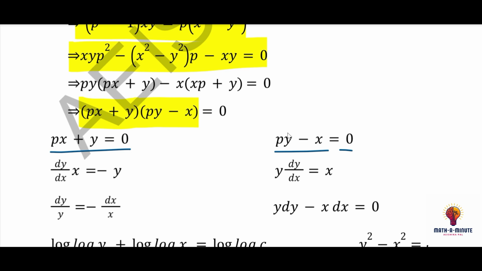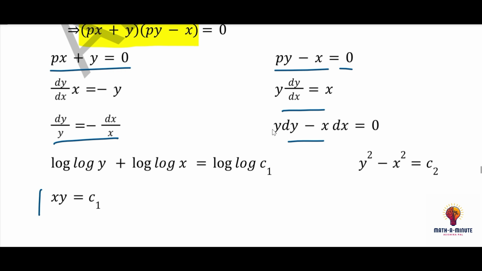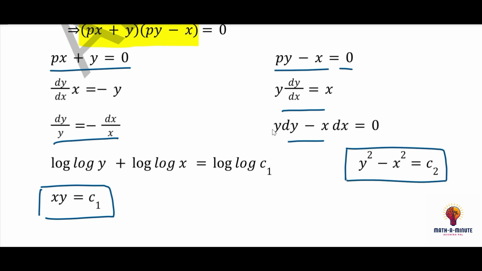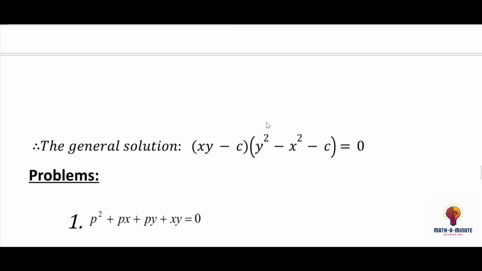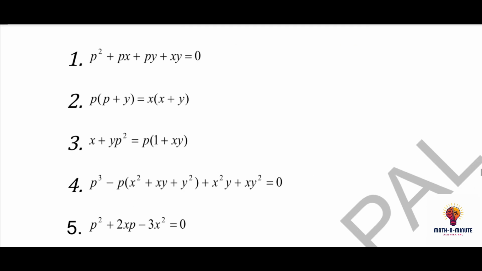Same way, using separation method, we solve these differential equations. In the first differential equation, the solution is xy equals to c1, and the solution of the second one is y square minus x square equals to c2. So therefore the general solution will be (xy minus c)(y square minus x square minus c) equals to 0. Okay, so I hope the method is clear and it's very easy to calculate. Now it's your job to find the solution of these 5 differential equations.